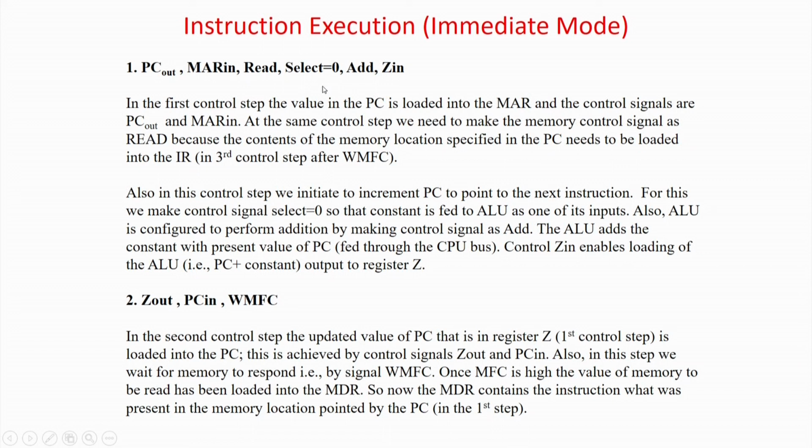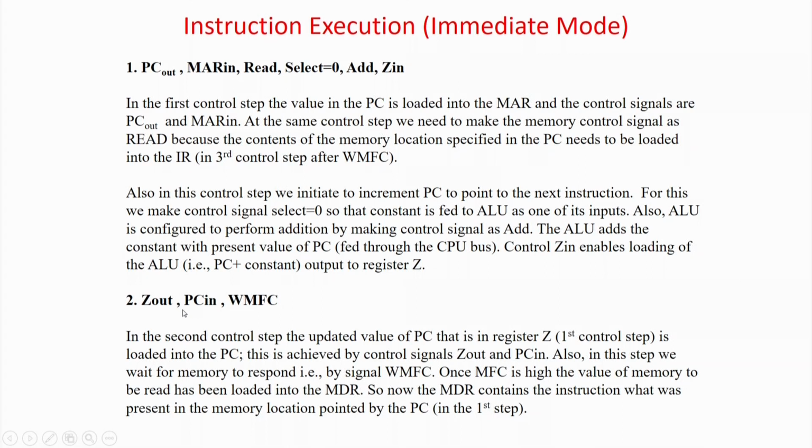Select 0 means you are going to add the constant to the program counter, and the output of the ALU will be going to register Z. This corresponds to increment of the PC, which you have already seen in detail in the last unit. Then in the second state, Z out, that means the output of the ALU, that is Z, which is now equal to PC plus constant, will be going to PC in.